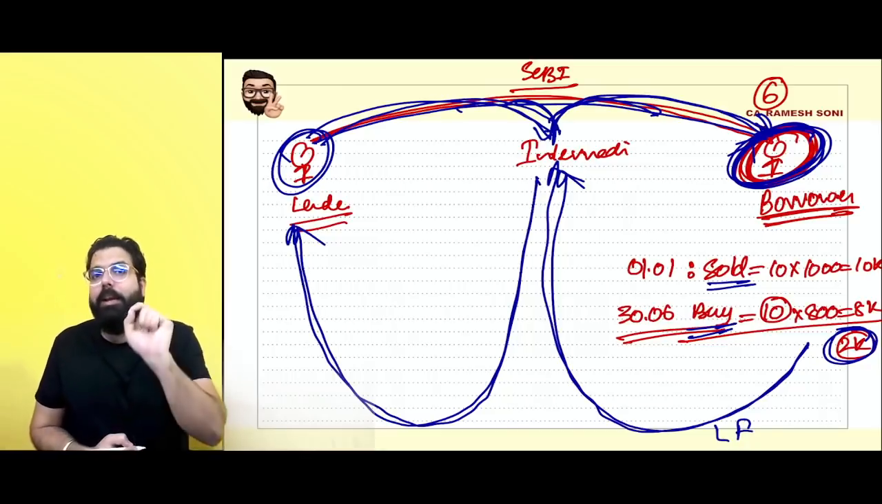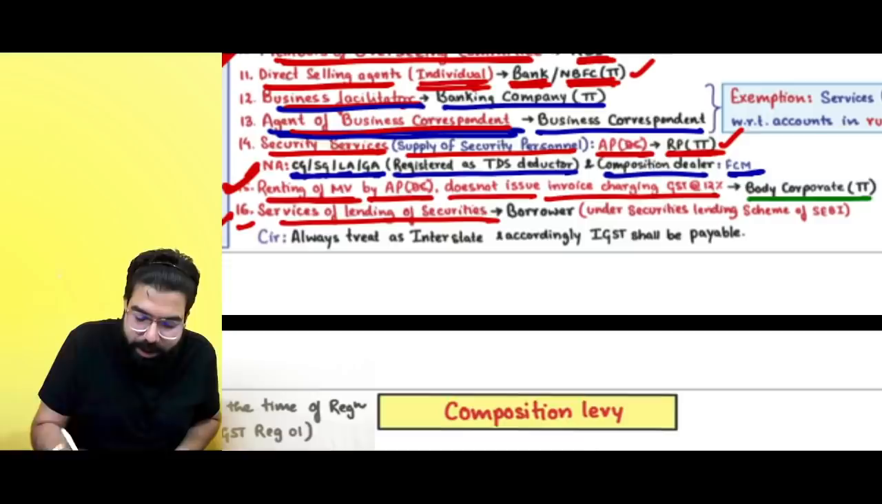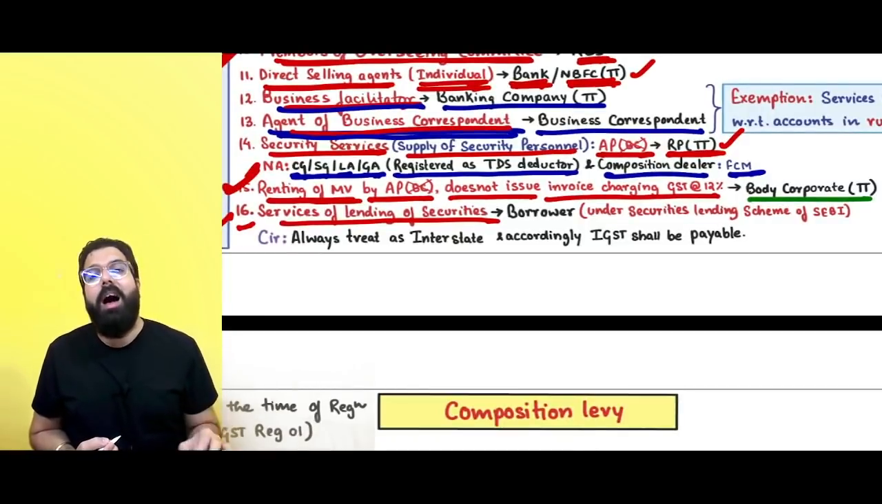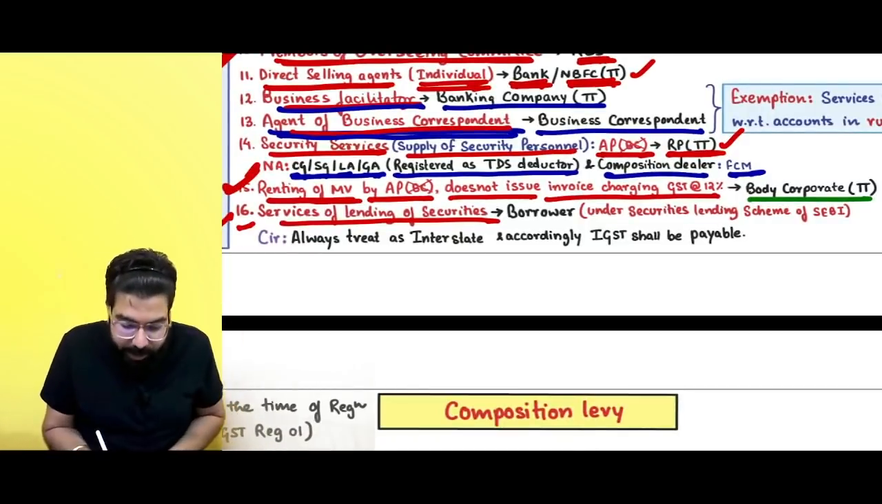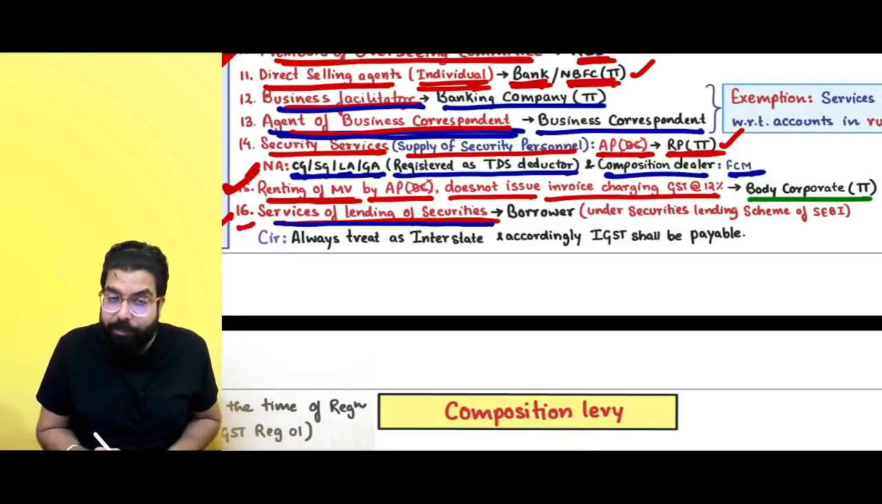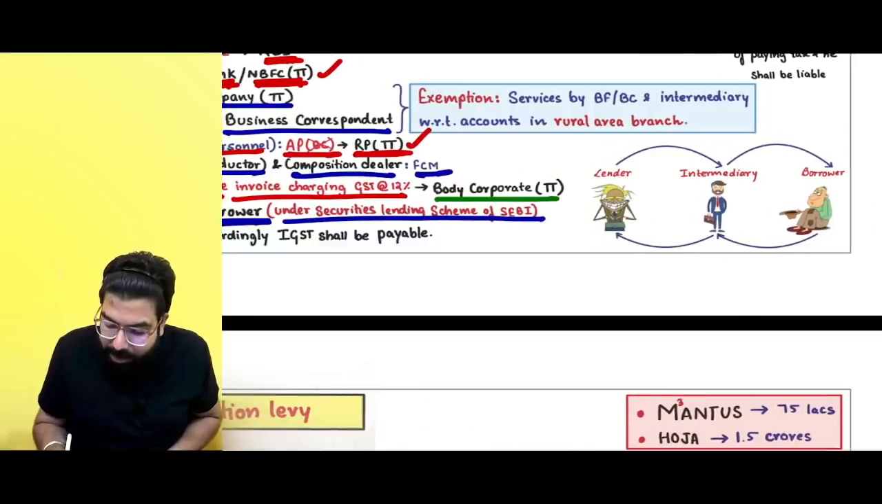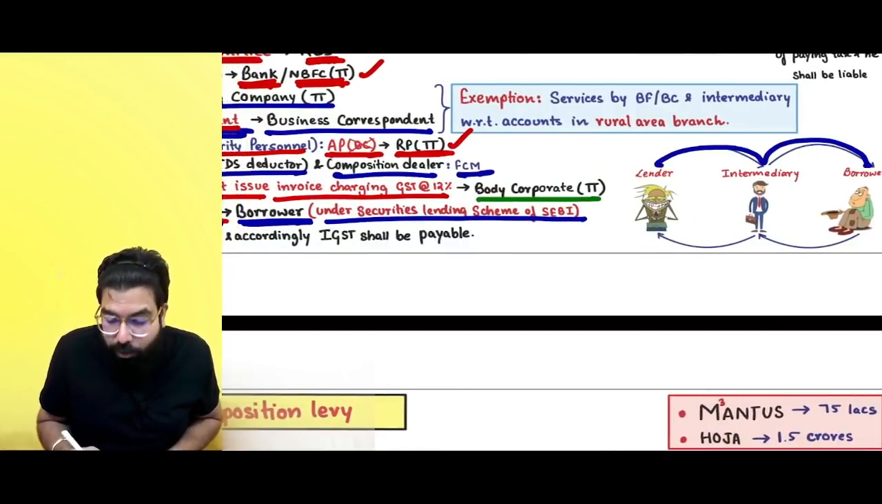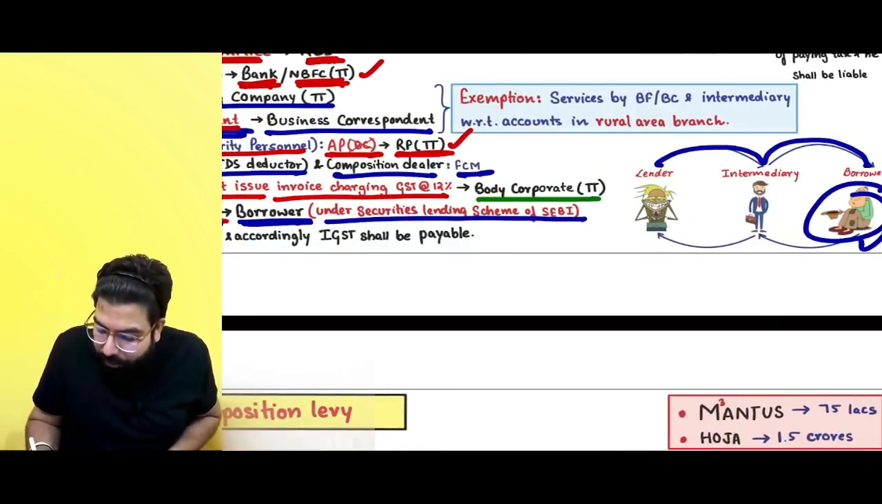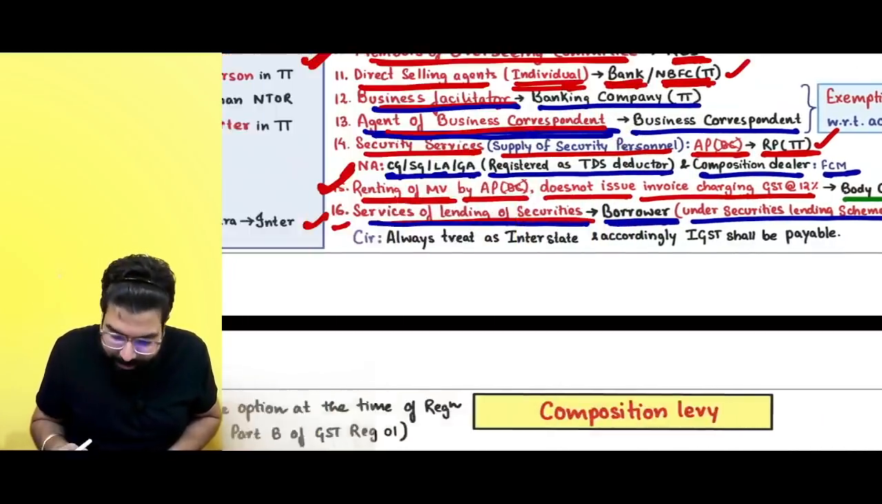Now, in this scenario, it is being told, you being the borrower, you have to pay the GST under RCM on the lending fees. It says services of lending of securities to the borrower under the securities lending scheme. So, the lender has lent the securities to the borrower. The borrower will have to pay the GST under RCM.